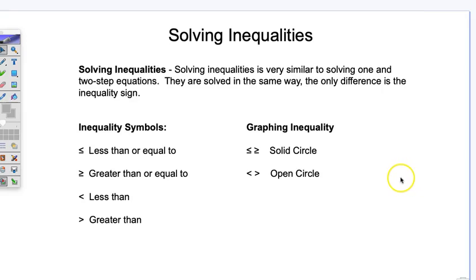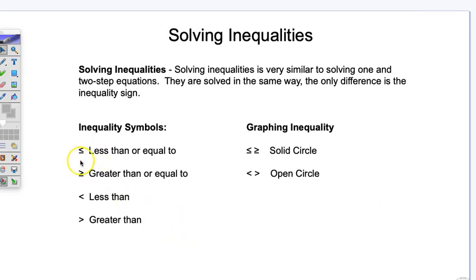Today's lesson is on solving inequalities. Solving inequalities is very similar to solving one- and two-step equations. They are solved in the same way. The only difference is the inequality sign. So let's review the inequality symbols.